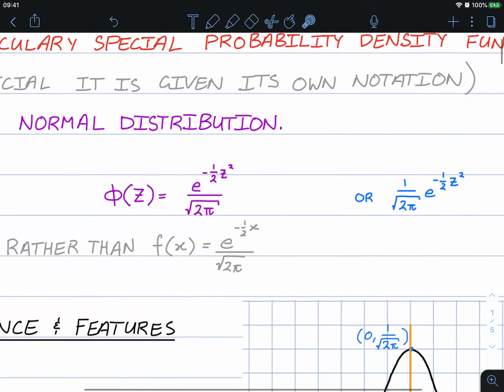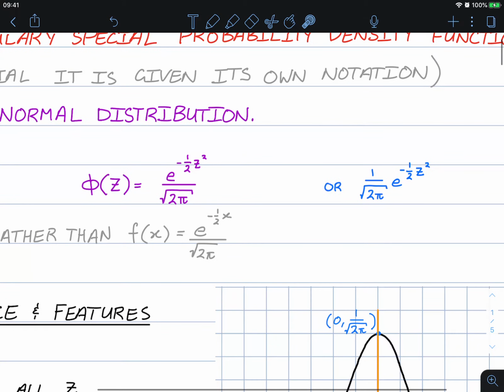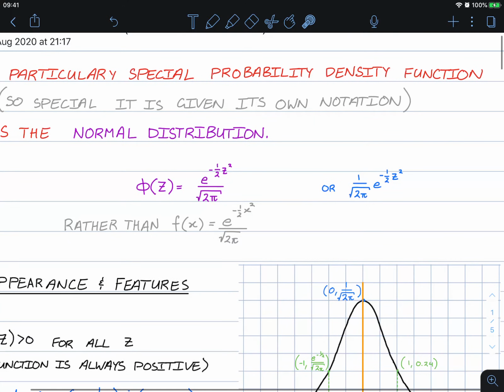Just as a point of comparison, if this was regular function notation, it would be given as f of x equals e to the power of negative half x squared, all over square root 2 pi. So the z is just x and the phi is just f.